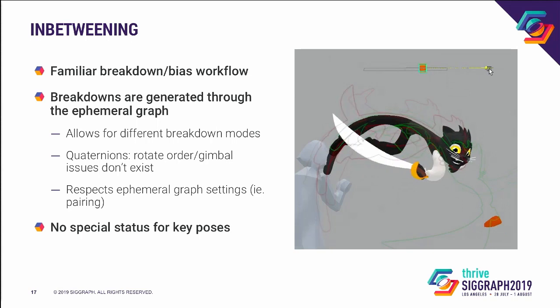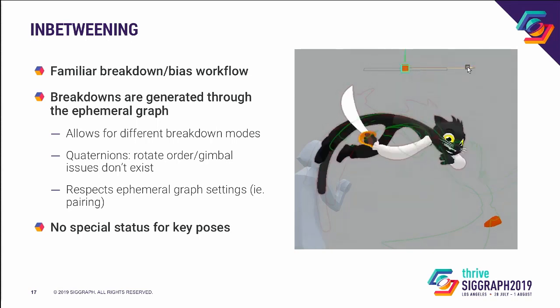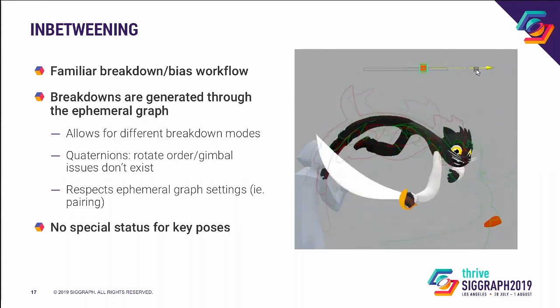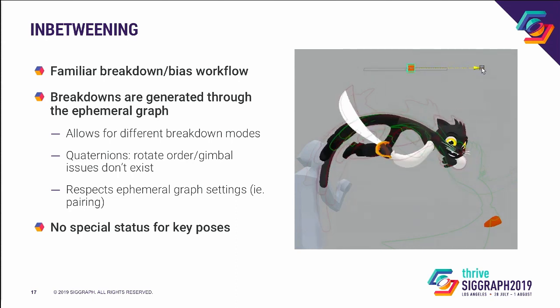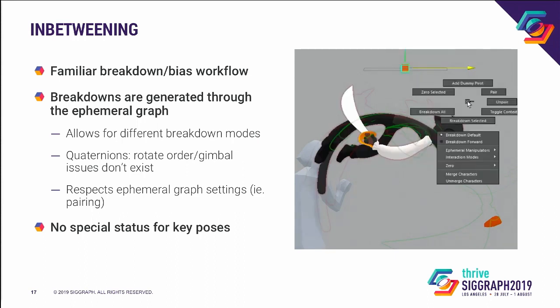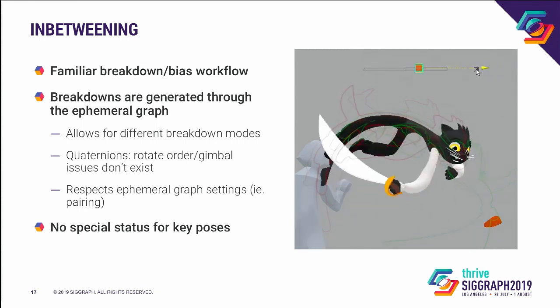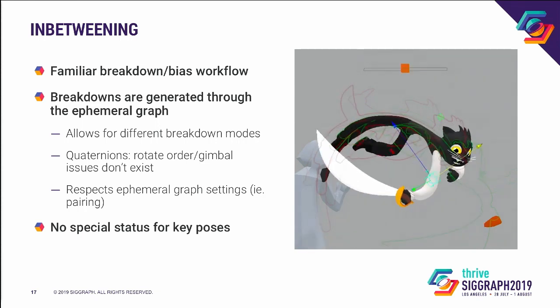Since you don't create animation by interpolation, instead you create in-betweens by creating new poses, using a breakdown and bias workflow not too dissimilar from tools like the tween machine. Because I'm calculating the breakdown, however, with the ephemeral graph, you can choose how the breakdown is created on the fly. So I can create it in a more linear way, or I can create it in a forward kinematics type way. And that just applies to this particular breakdown at the time I'm making it. I'm not leaving any residue in the scene, making assumptions about what I'm going to do in the future.